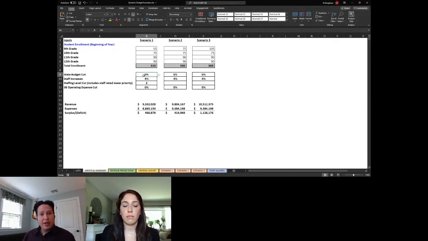As we were talking about earlier, you want to create a multiple scenario model. You don't want to just have it stagnant in one area. You want to have your worst case scenario, your best case scenario, and then a more realistic scenario, and be able to interchange and play those.